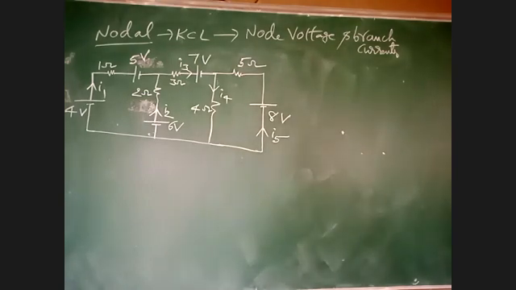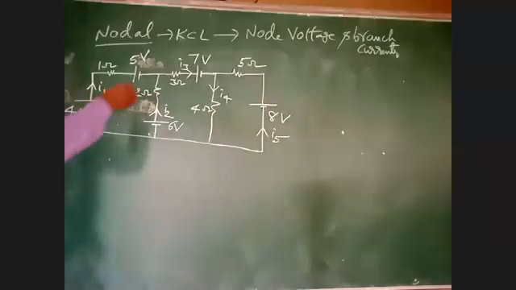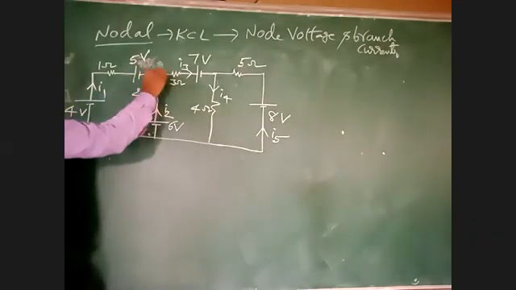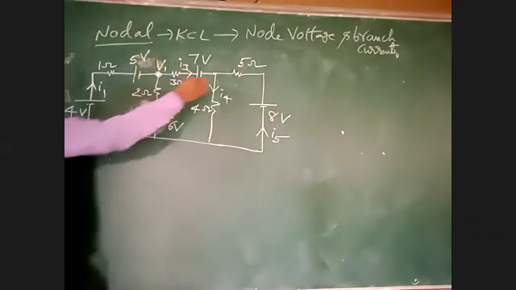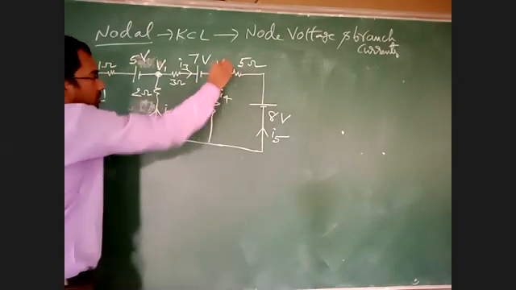Have you drawn the circuit? Yes, sir. How many nodes are there in the circuit? 2 nodes. See here, this is one node V1. This is another node V2.